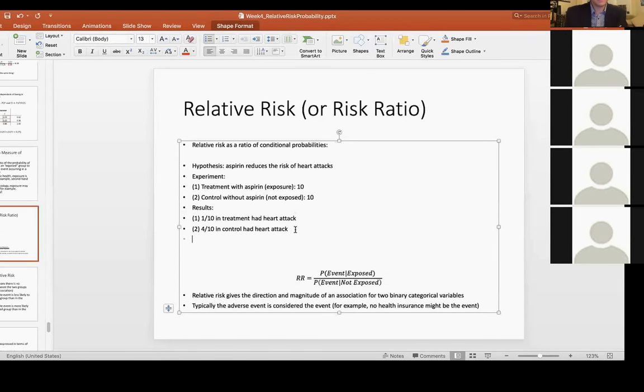But what is relative risk here then? It is simply the ratio of one over the other. So what is the relative risk here? Well, it would be 0.1 divided by 0.4, and that would equal 0.25. So what we're saying then is that the relative risk of a heart attack, given aspirin, is 0.25.